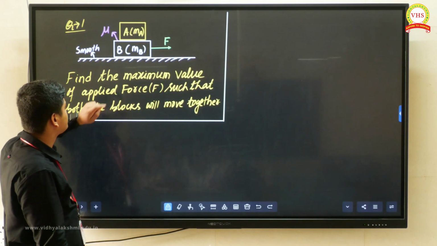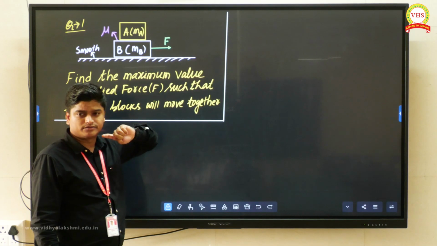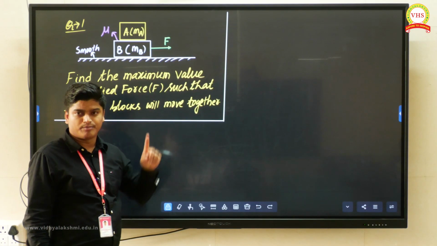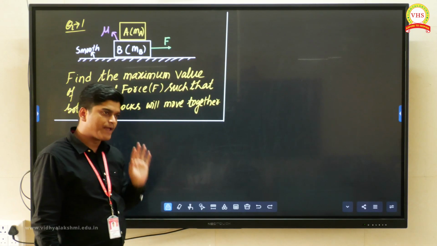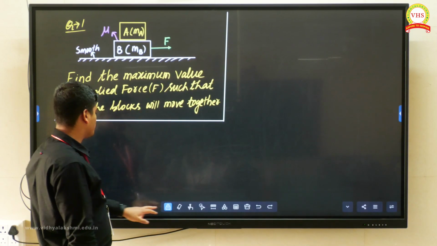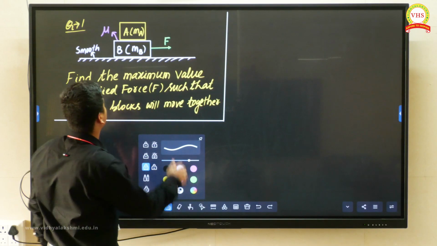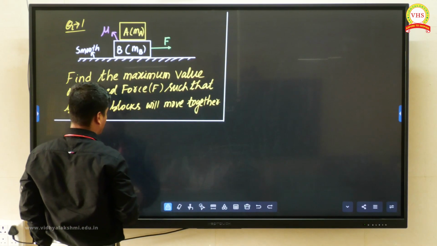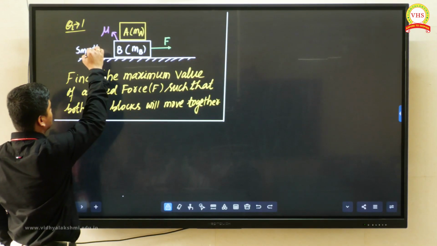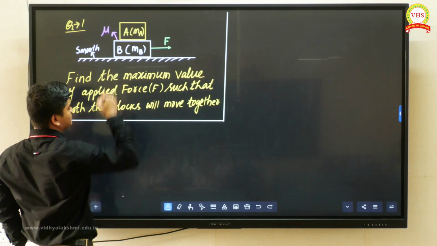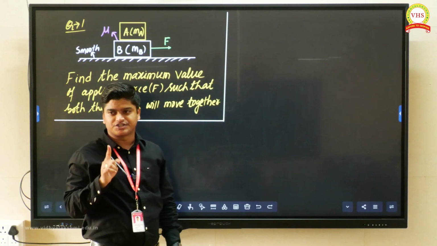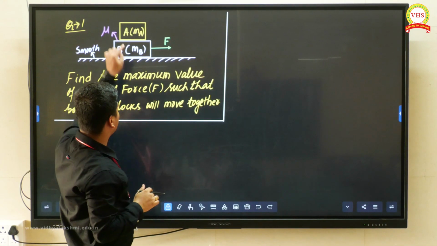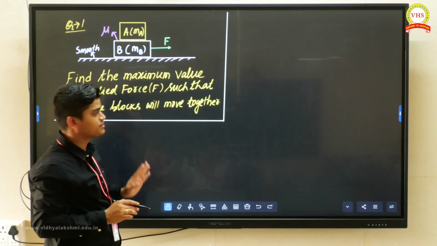What is the question here? Now one block A is there, another block B is there. For block A the mass is MA. For block B the mass is MB. And one force is applied on block B, that is capital F. And there is a smooth surface on the ground. Remember, between A and B there is friction, and the coefficient of friction is given as mu.